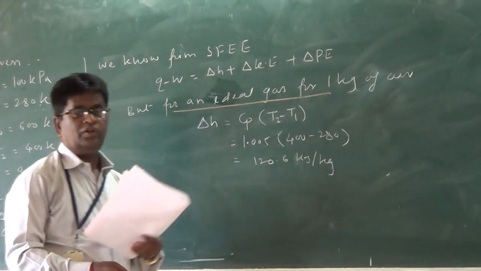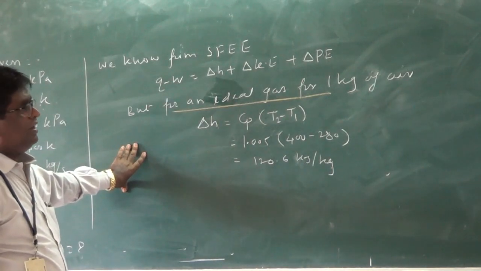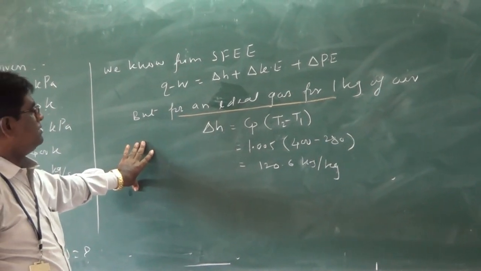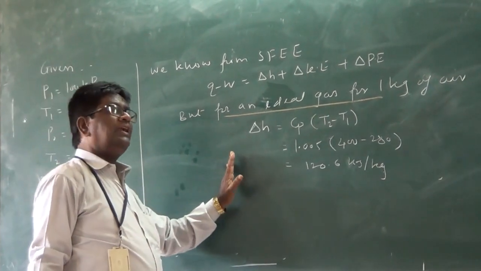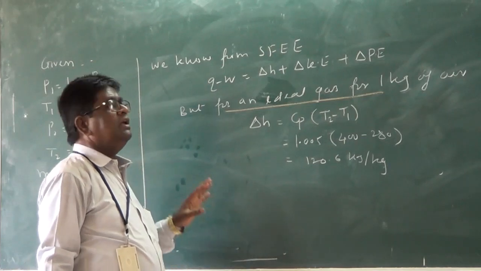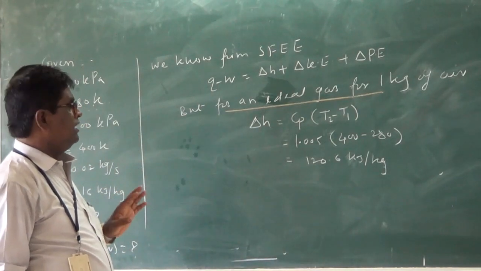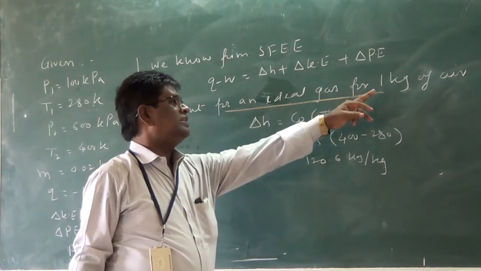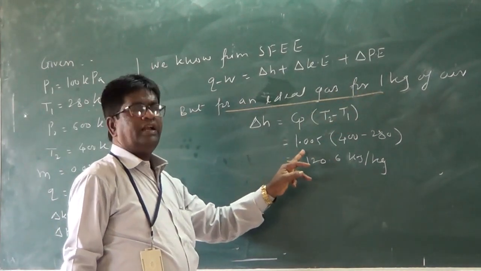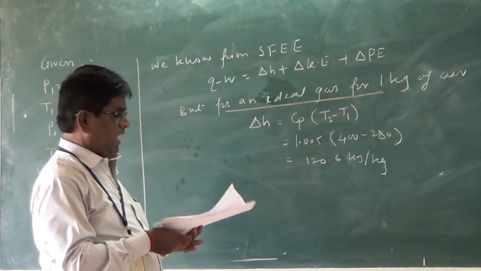In the last lecture, in the last example, enthalpies of inlet and outlet were given, but here the enthalpies are not given. So we have to calculate the change in enthalpy directly, and for an ideal gas, the change in enthalpy is given by Cp into T2 minus T1. Cp is taken for air, the standard value. Temperatures are given, so delta H is given as that.